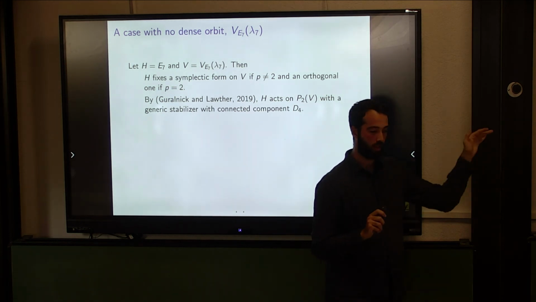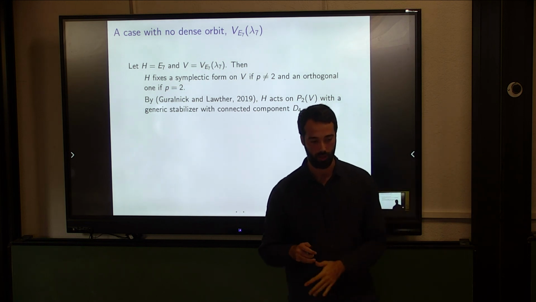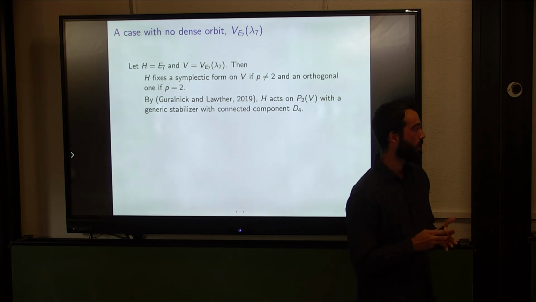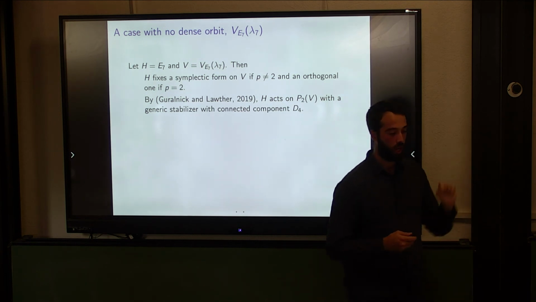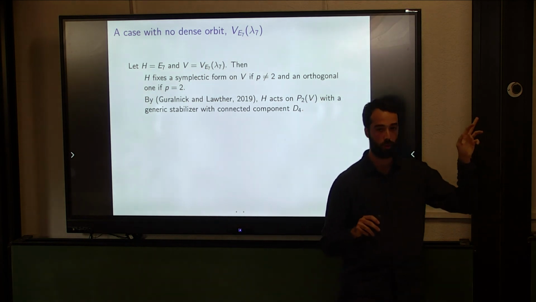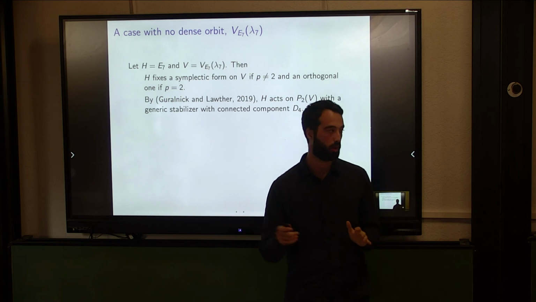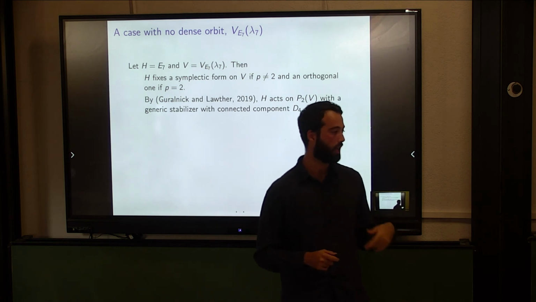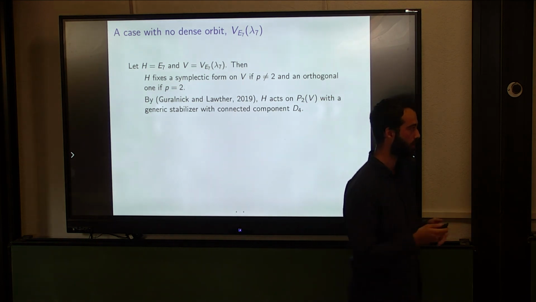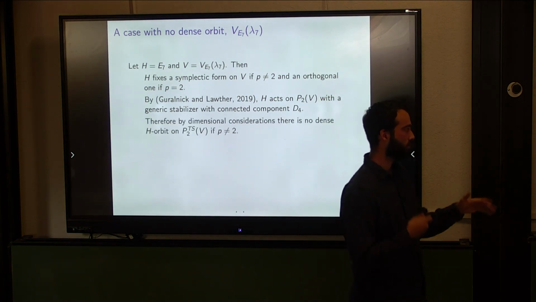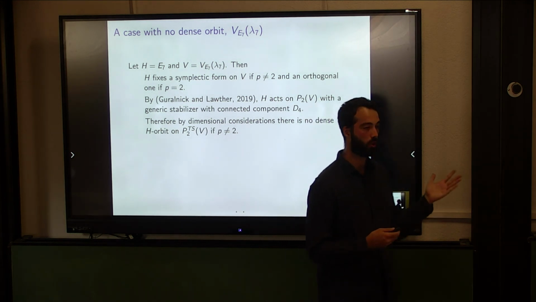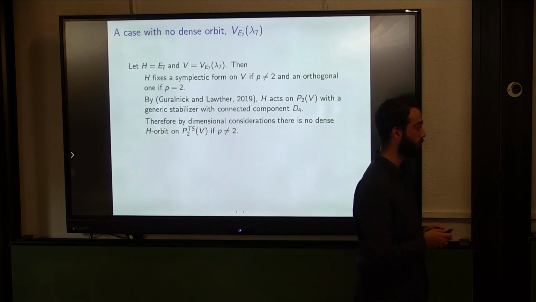There's a nice characterization of generic stabilizers for the action on subspaces, recently completed by Guralnick and Lawther. What they found is that H acts on the variety of all 2 spaces with a stabilizer that has a connected component of type D4. So this is a 28-dimensional stabilizer. Since it's generic, it gives you a lower bound for the dimension of any stabilizer. And so you just look at the dimension of the variety, and you quickly see that it is not possible to have a dense orbit in this situation.